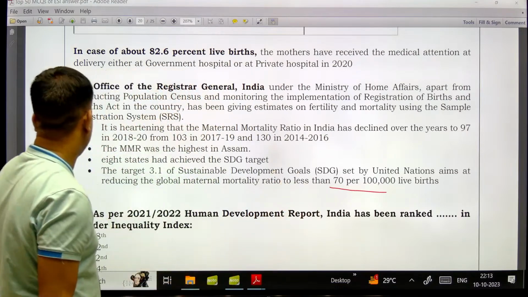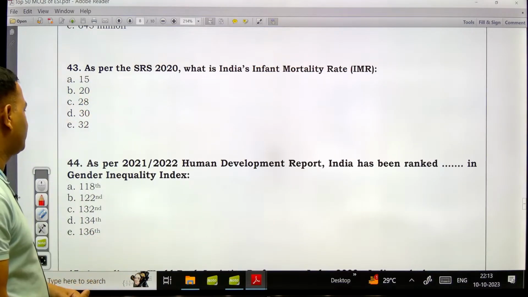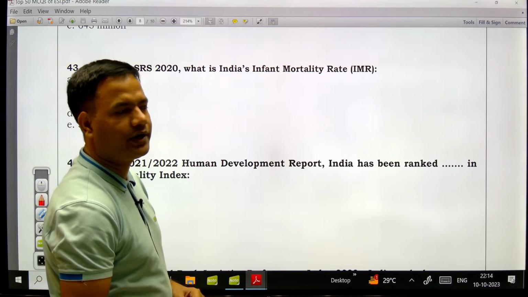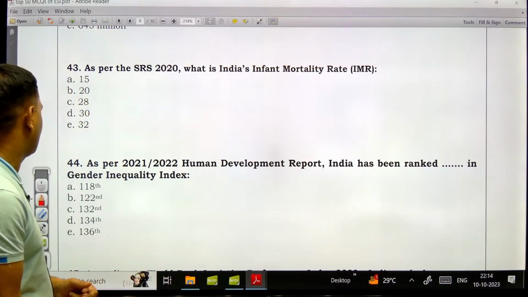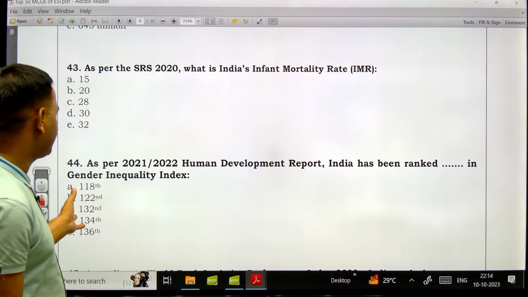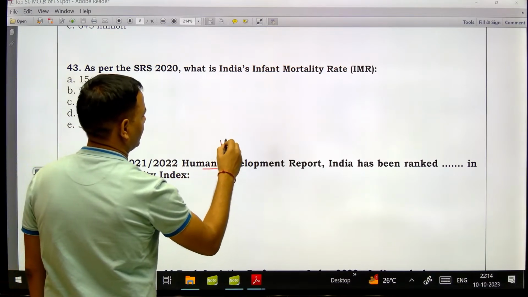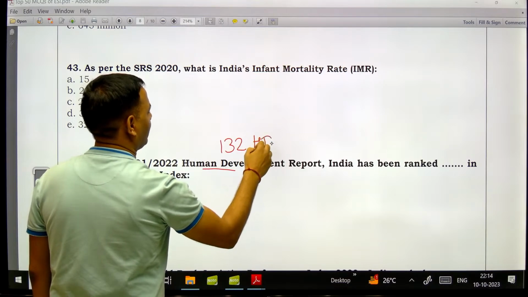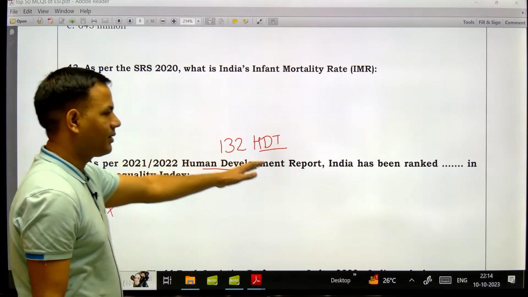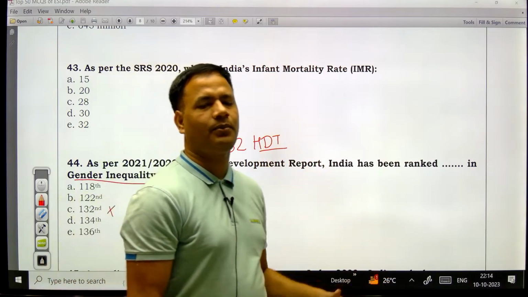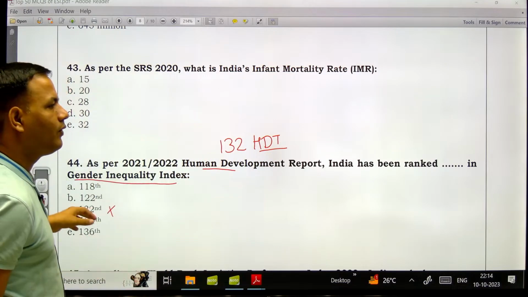by 2030. So next question, as per the Human Development Report, India has been ranked in the Gender Inequality Index. What is India's rank in the Gender Inequality Index? Human Development Index ranking was 132. It is not the answer. 132 is the HDI ranking, Human Development Index. But we are referring to the Gender Inequality Index. That is a part of this report only. There are many indexes released under this report. So what is India's rank?